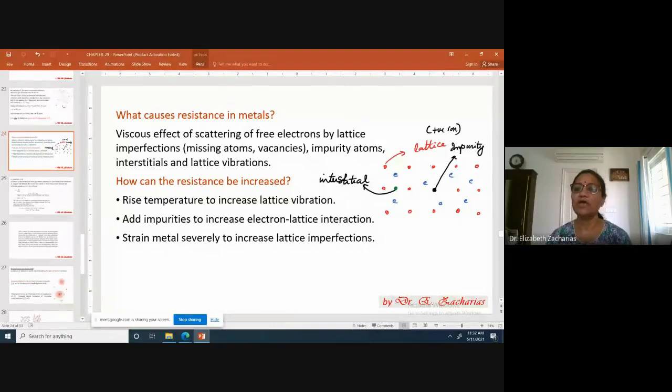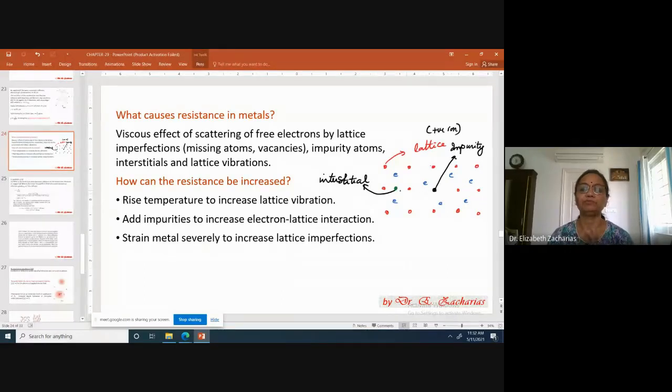Okay, this is how a real material will look. A real conductor will have this picture. It will have lattices, and then there will be free electrons, and then there will be impurities sitting in the wrong places, and then there will be interstitials.